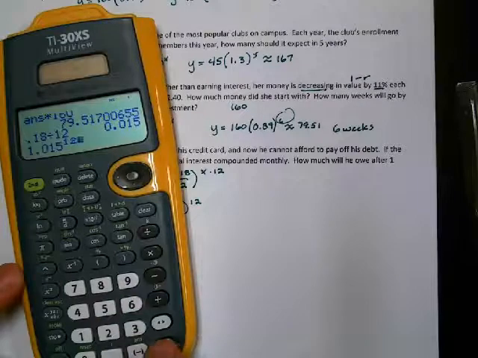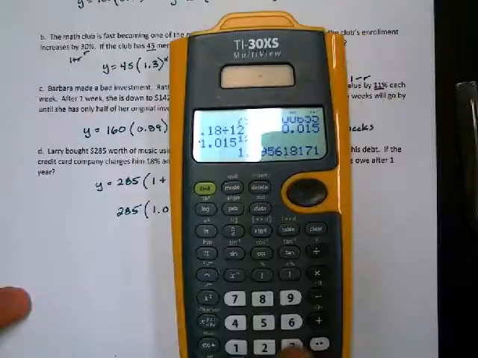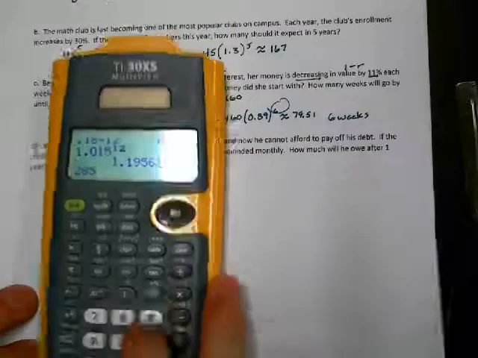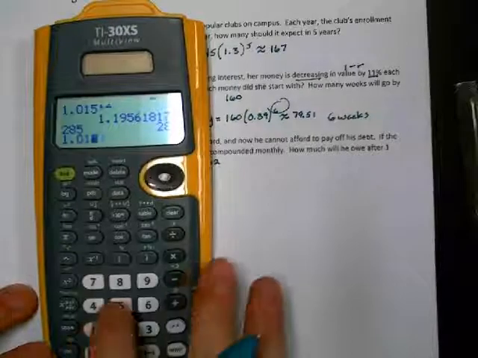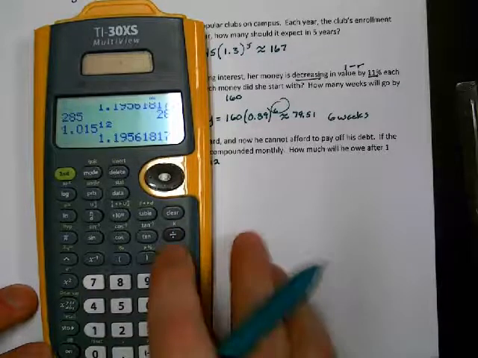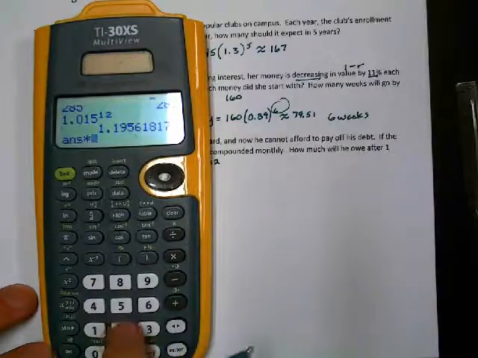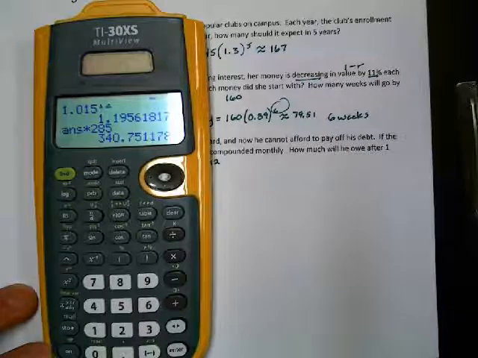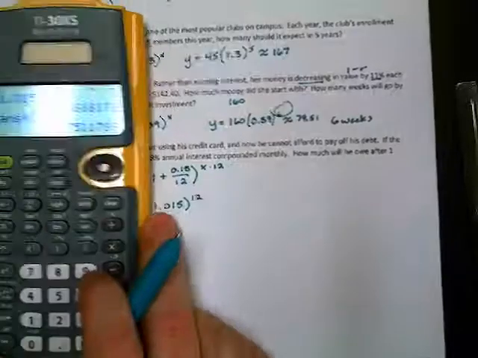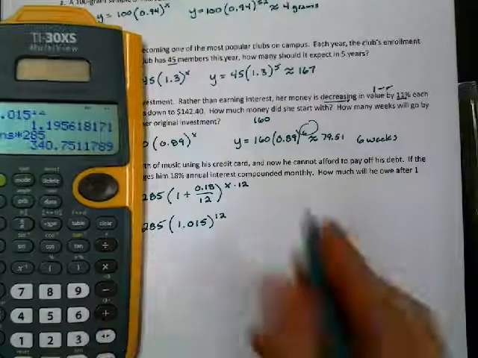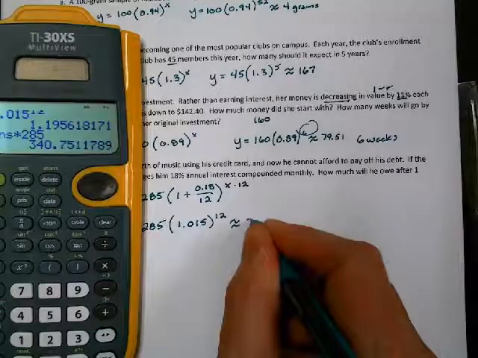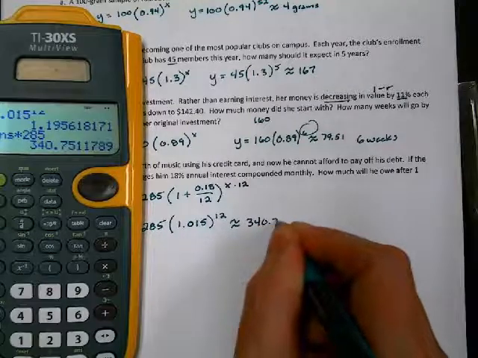Oh, what did I do? 1.015 to the 12th power, and then multiply, I forgot to hit the multiply button, 285. All right, congratulations. That music that you wanted so badly and just had to have that cost you $285 now has cost you $340.75. Was it worth it, Larry? Was it worth paying that much more for it? No, it was not, Larry.